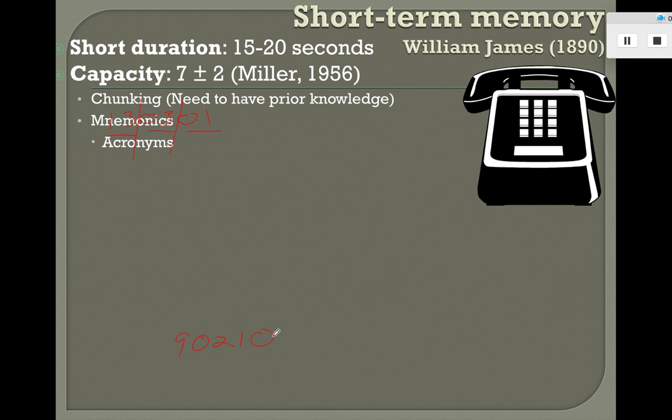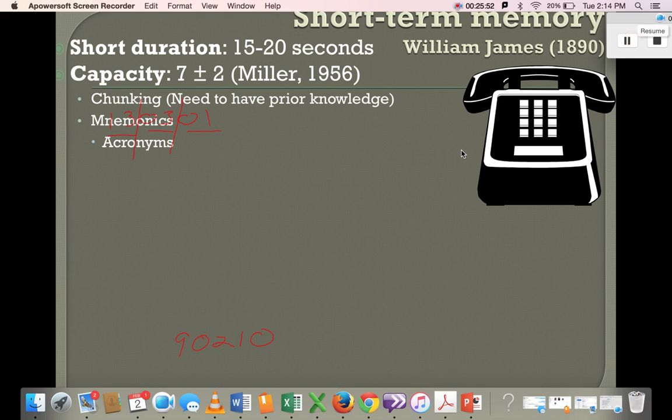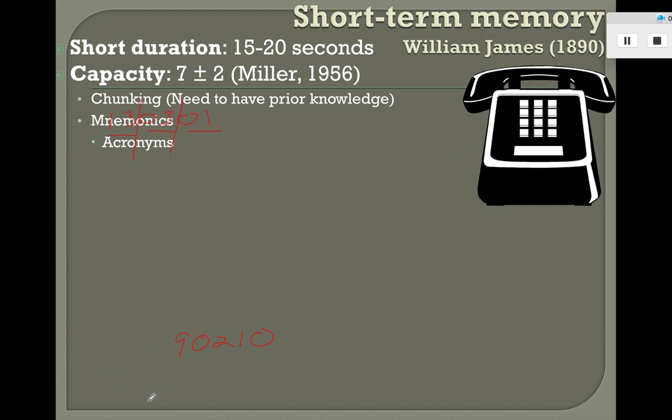So this particular number right here. If we look at this particular number that I've just provided for you, you probably don't read this as 9-0-2-1-0, but rather you read this as 90210. So if you've ever watched the show 90210, this becomes one single unit rather than 9-0-2-1-0. So rather than having 5 individual units, all that you've done is you've created one larger unit that's 90210.